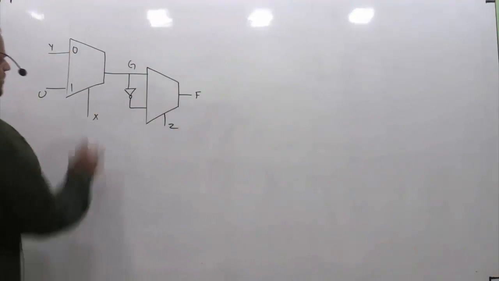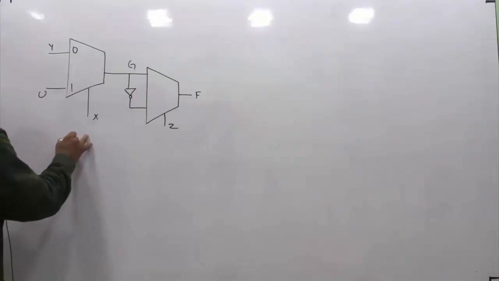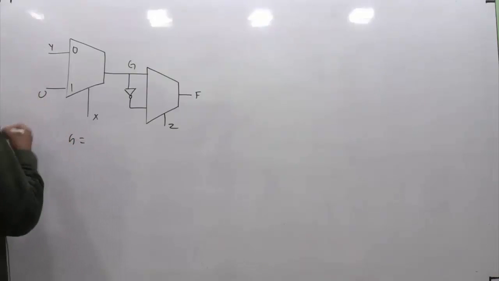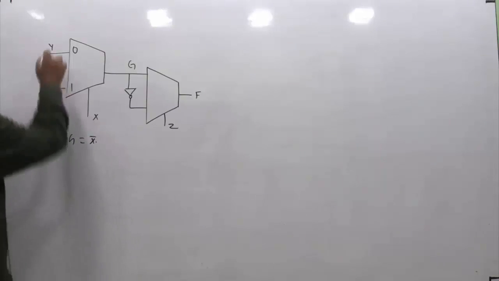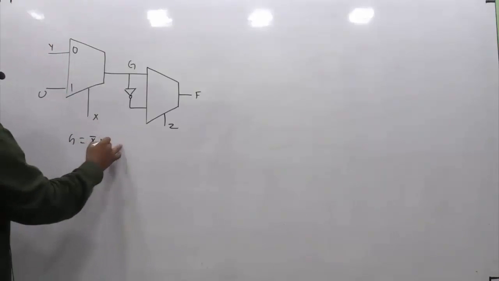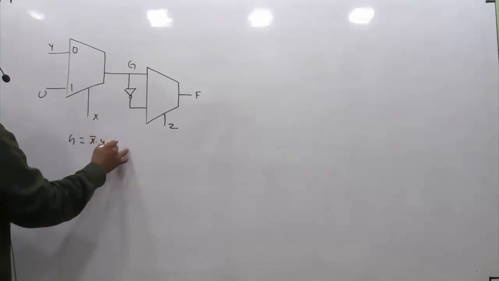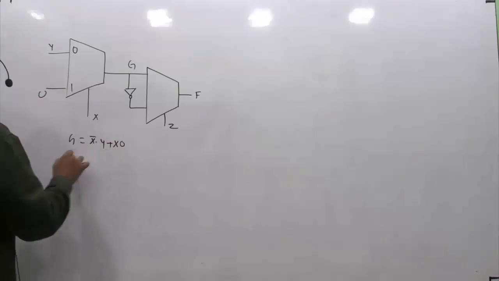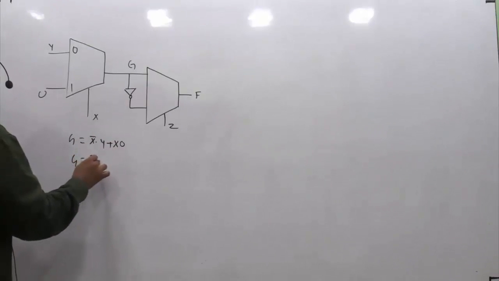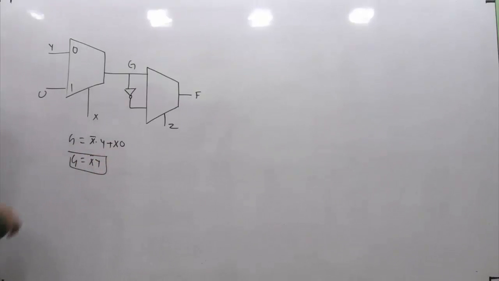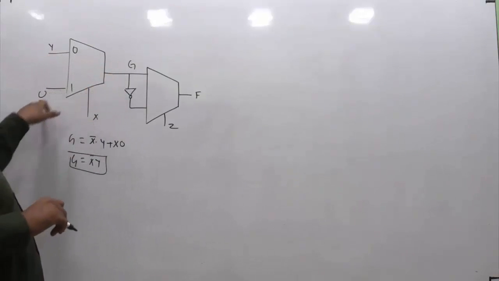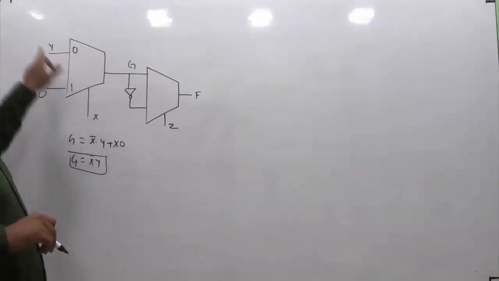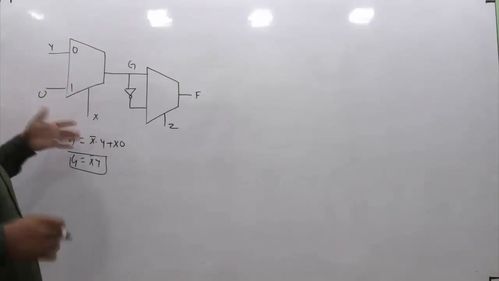So if I ask you to write the expression of g, you get, when this takes value 0, that is x bar, then this will be selected, that is y, plus when this takes value 1, that is x, it will select this 0, right? So basically this g is equal to x bar y. When this takes value 0, this input will be available at output. When this takes value 1, this input will be available at output. So you get x bar y plus x dot 0, that is equivalent to x bar y.